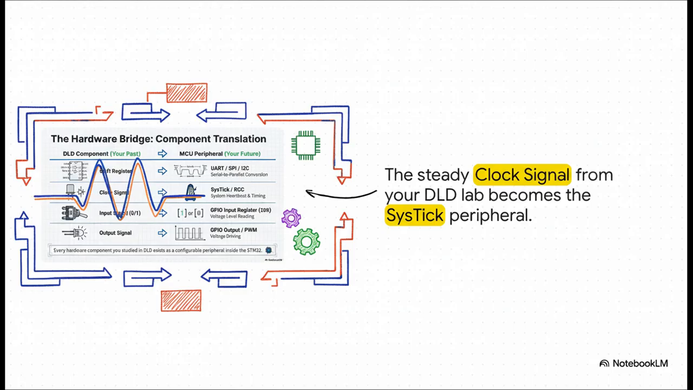Let's start with a really simple one. Every digital system needs a heartbeat, right? A clock signal. In your DLD labs, you might have used some external chip for that. Well, inside an MCU, that same function is handled by a configurable piece of hardware, a peripheral, often called something like SysTick or the RCC. It's the exact same job, just a different name and a different place.